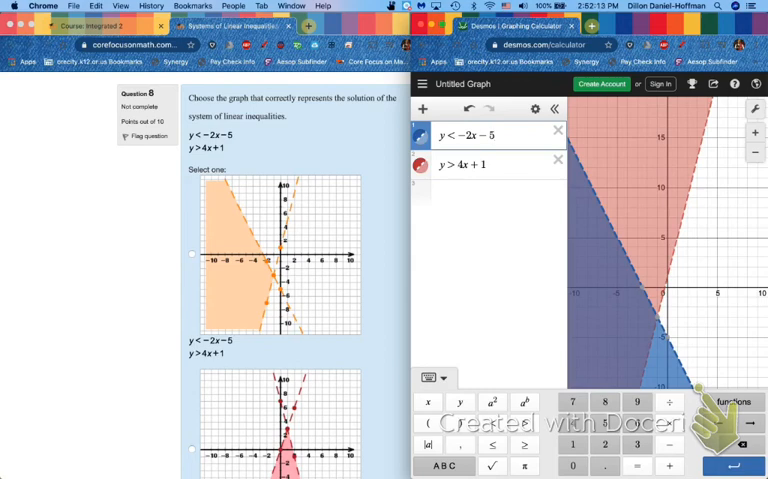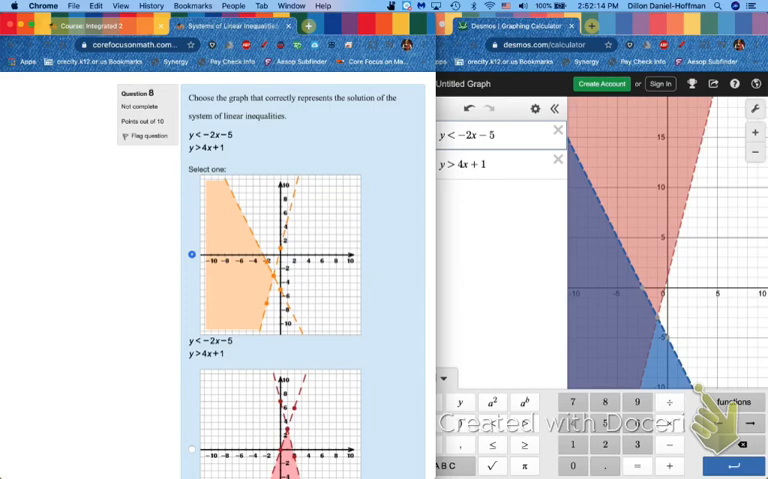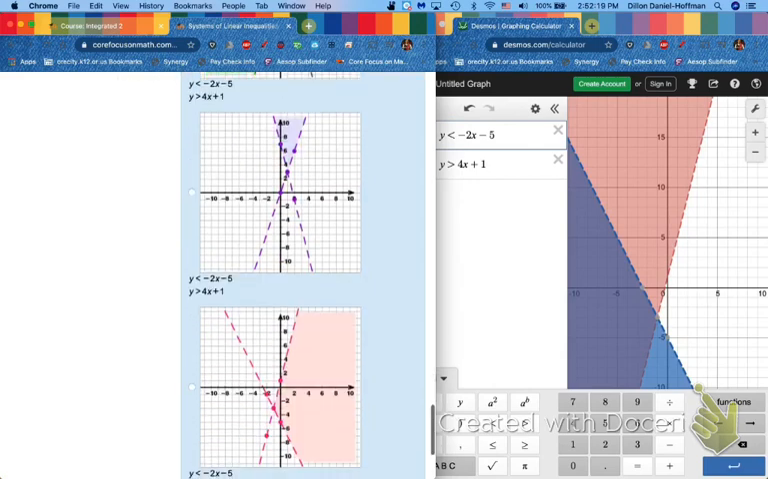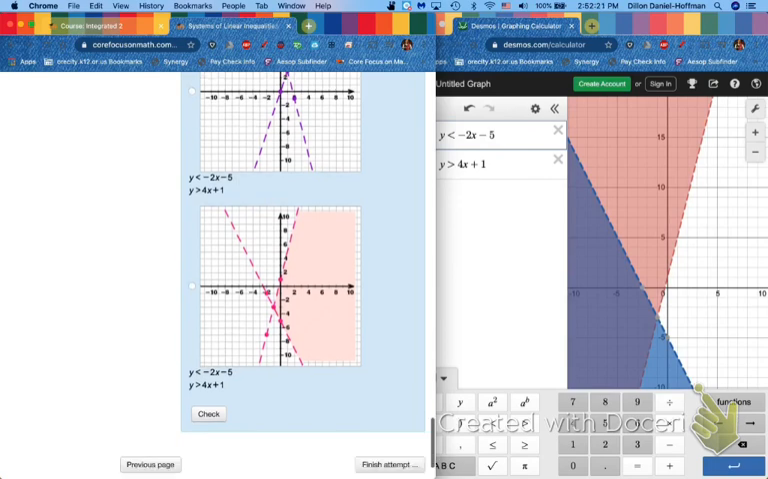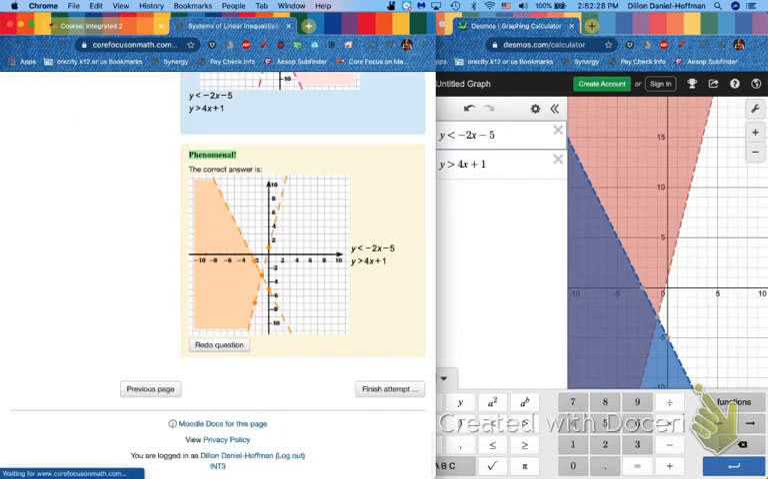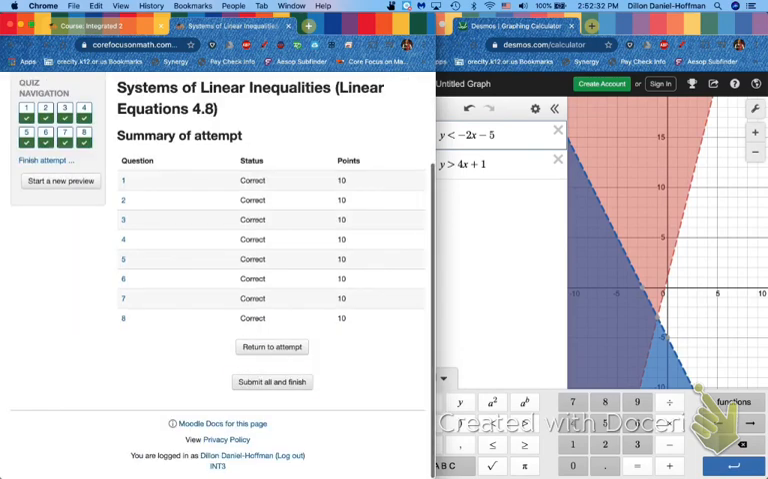All right, looks like the first one again. Purple on the left. Yeah, because that one's different. All right. Can I go perfect on this one? Yes. 8 for 8. Cool, cool, cool. Submit all, finish.